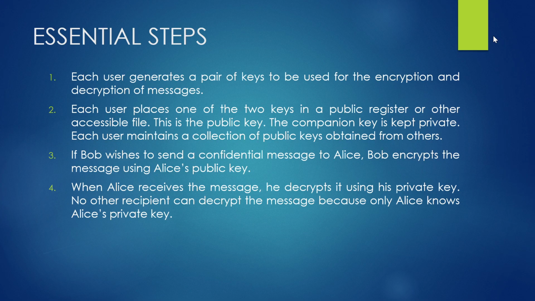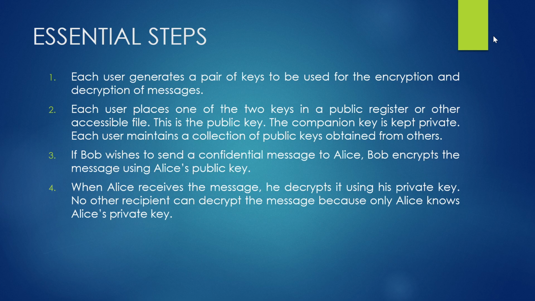Each user generates a pair of keys for the encryption and decryption of messages. Each user places one of the two keys in a public register or other accessible file. This is the public key. The companion key is kept private. Each user maintains a collection of public keys obtained from others.